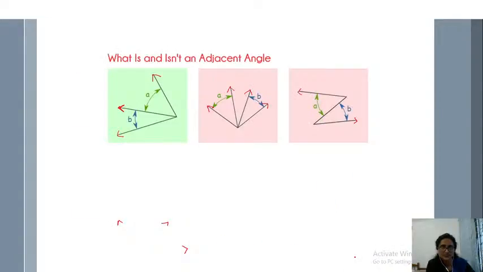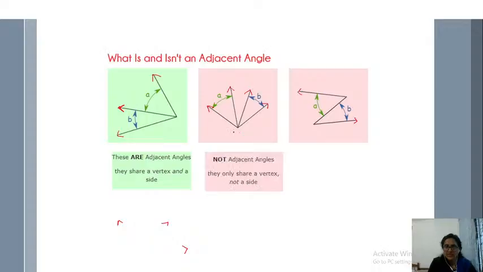Now, can you tell me, in the first figure, is that adjacent? So here is a common vertex, here is a common arm. So angle A and angle B are adjacent. What about this? Here we have a common vertex, but there is no common arm. So this is not adjacent. And here we are having a common arm, but there is no common vertex, so they are not adjacent.